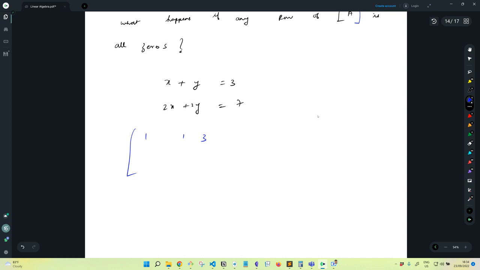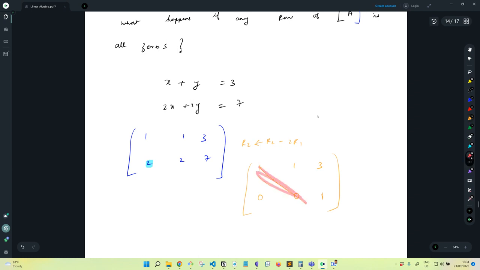Now let me take the augmented matrix for this. The augmented matrix will be [1, 1, 3; 2, 2, 7]. Now if you want to convert this to RREF, you need to make this entry 0. To make this entry 0, you do R2 equals R2 minus 2 times R1. When you do that, you will have 1, 1, 3, and the second row will become 0, 0, 7 minus 2 times 3, which is 1.